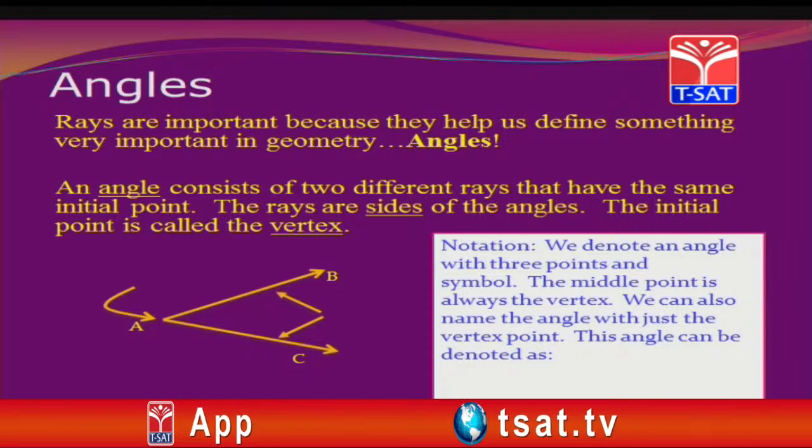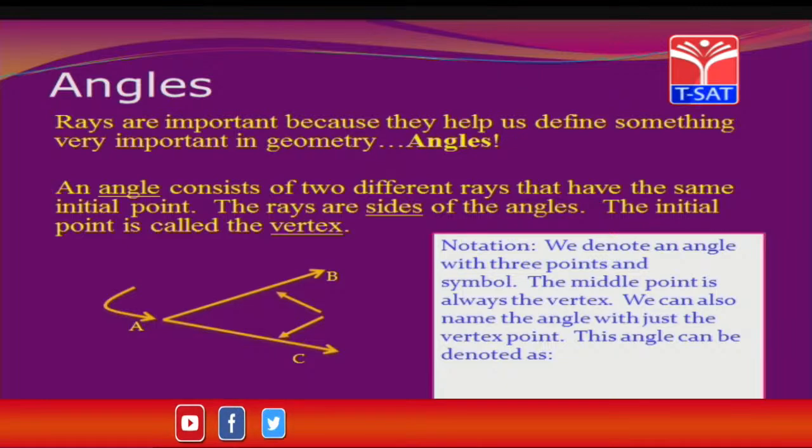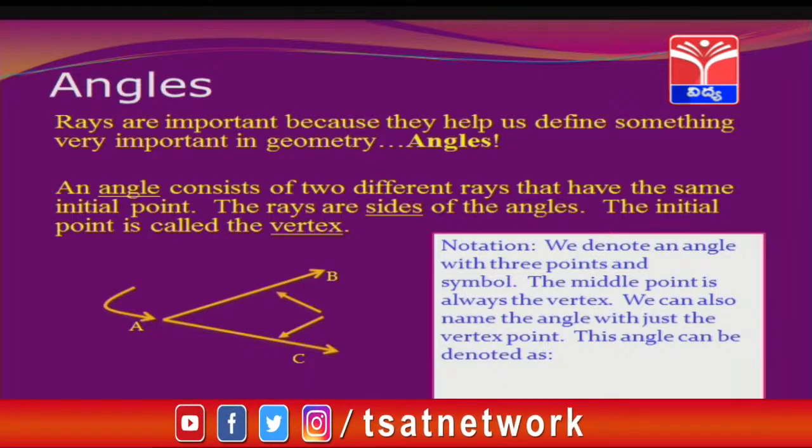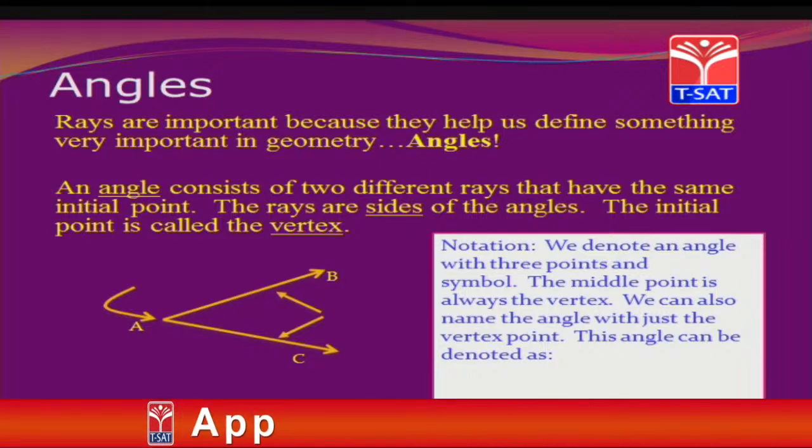An angle consists of two different rays that have the same initial point. The rays are the sides of the angle. This initial point is called the vertex of the angle. So, here AB is a side and AC is a side of an angle.